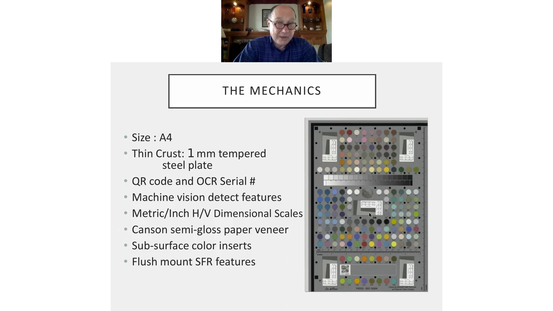It's a Canson semi-gloss paper on top, but underneath is, as they say, where the engine is, the features underneath it, with subsurface color inserts and flush-mounted SFR features. For those of you who aren't familiar, the SFR features are those slanted edges in the corners and in the middle. We've made those a little bit more concise from the previous target. We had to make room for other real estate. We're confident that'll be sufficient.